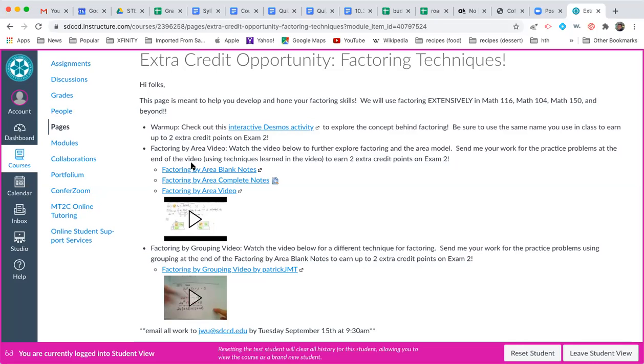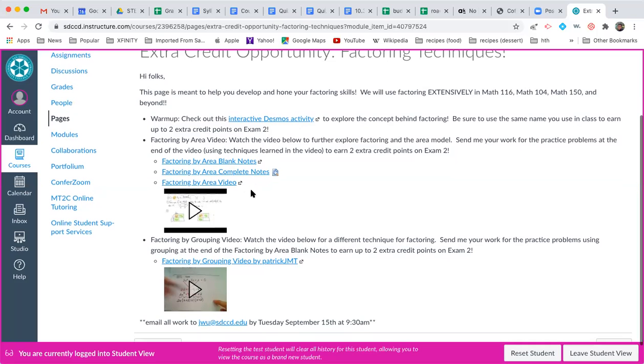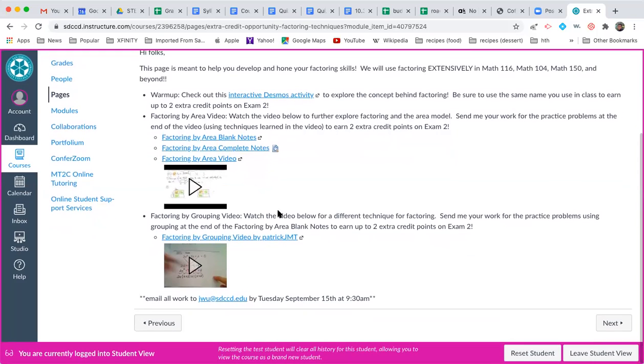You can also watch my factoring by area video and then send me, there are 3 practice problems at the end. You can work those out and then email those to me. And then the last one is factoring by grouping. So if you're like, I don't really like this factoring by area, but I want to try a different way, you can check out this video by Patrick JMT. And he does a great job explaining the factoring by grouping.